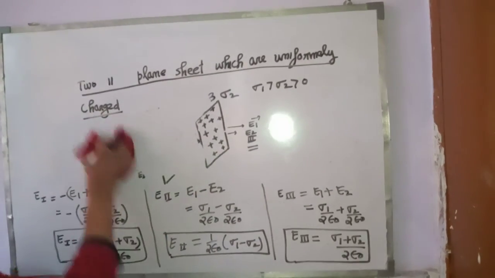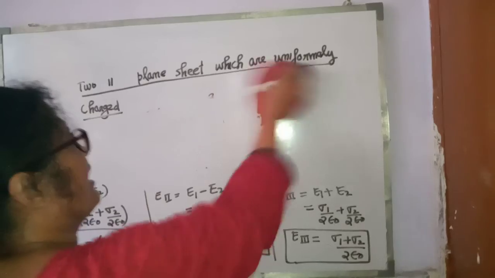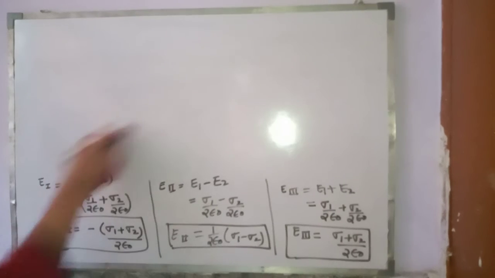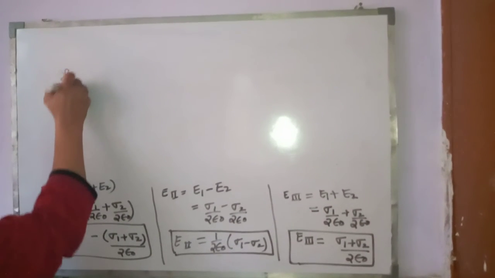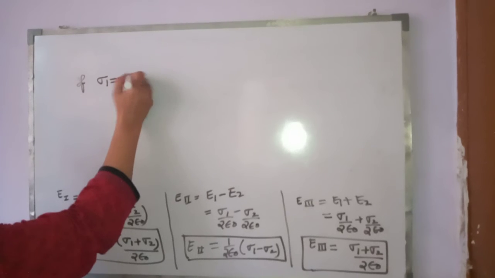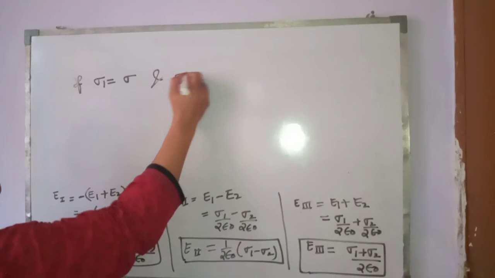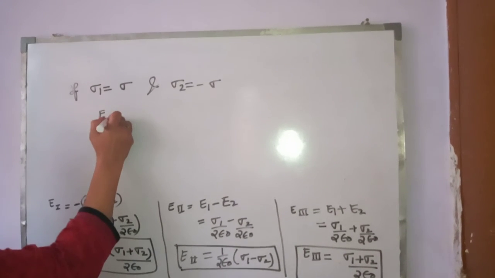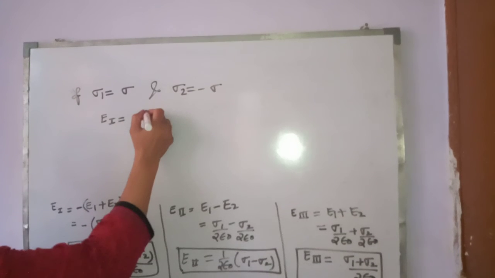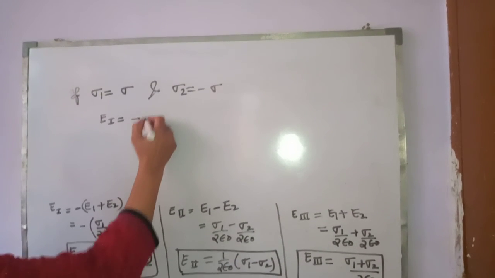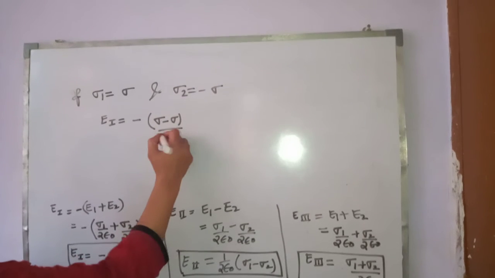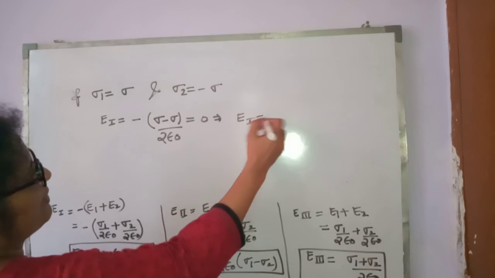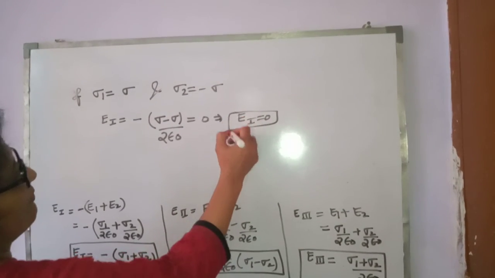Now what happens if one plate is positively charged and the second plate is negatively charged, but the charge on both plates is the same? That means sigma 1 is equal to plus sigma and sigma 2 is equal to minus sigma. Then what is the value of E first? E first, outside this one, comes out to be minus sigma minus sigma upon twice epsilon naught, which becomes equal to 0. This implies that E first is equal to 0. In the first region, the electric field is equal to 0.